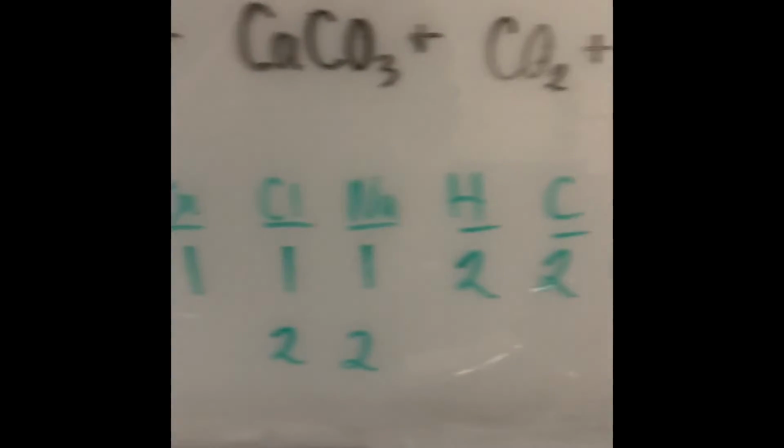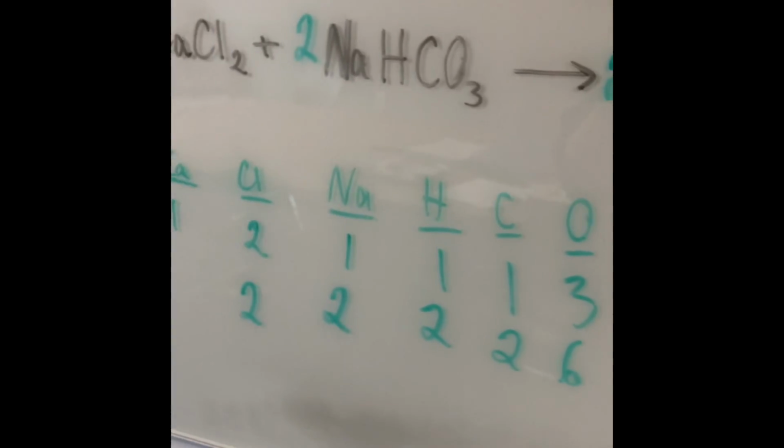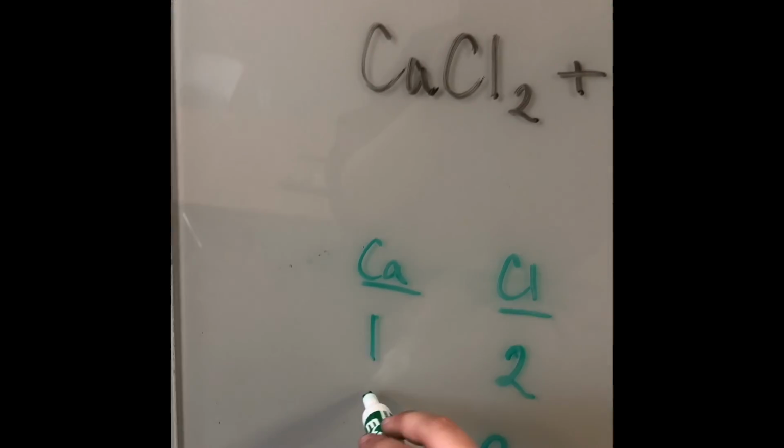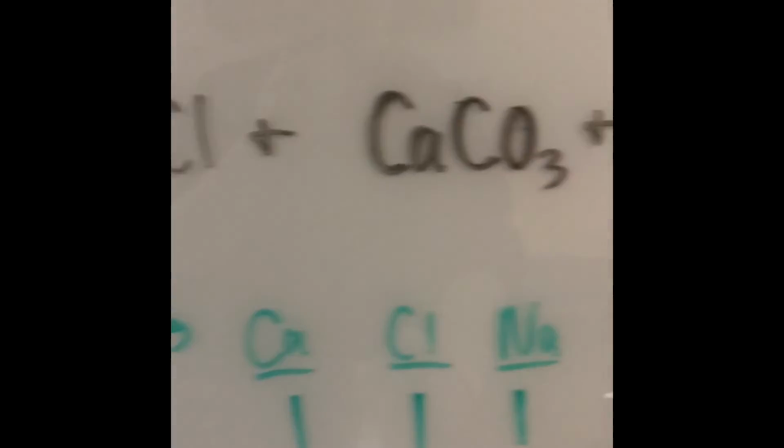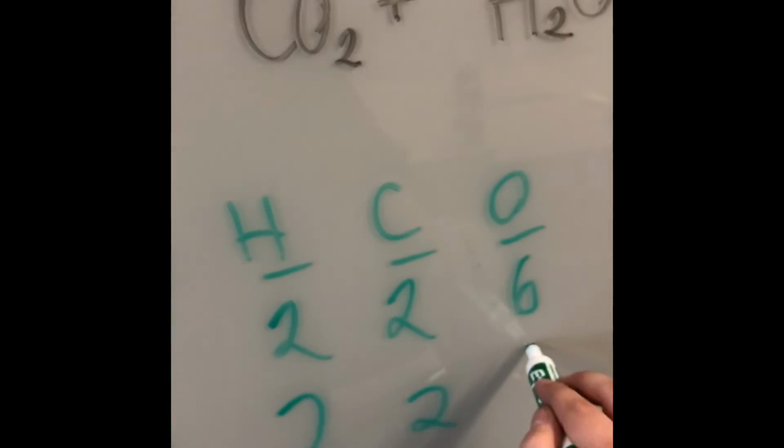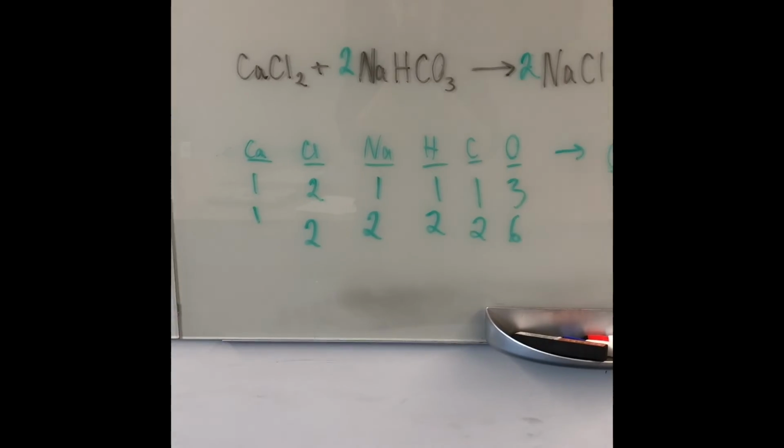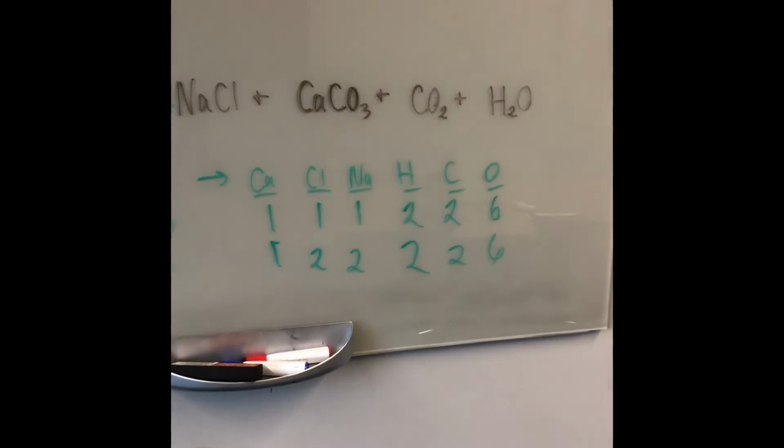Now, let's see if anything else is different. I think it's all balanced now. Let me just double check. We have 1 of that still, we have still 1 of that. We didn't change these, so 2, 2, 6. Now look at that. We thought that was gonna be hard, but we only had to add 2 coefficients. Let's just see, 1, 2, 2, 2, 2, 6, 1, 2, 2, 2, 2, 6. There you go.